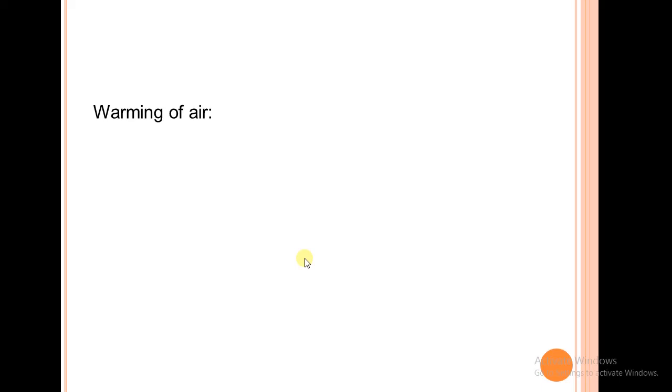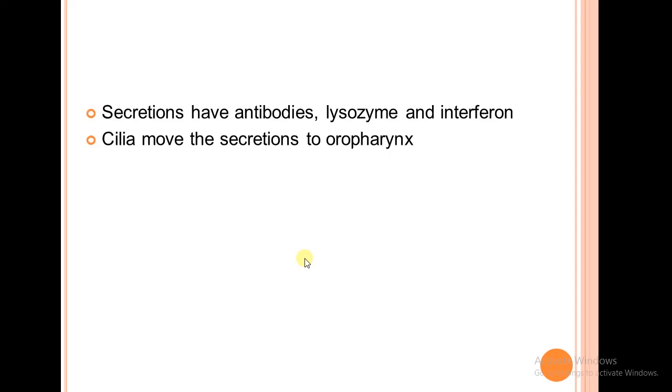Now this function is made possible because the mucosa of the upper respiratory tract, and mainly the mucosa of the nose, is extensive and it is vascular. It has a rich blood supply, so that it can warm the air and it can also moisturize the air. Now this was about the air conditioning function of the upper respiratory tract.